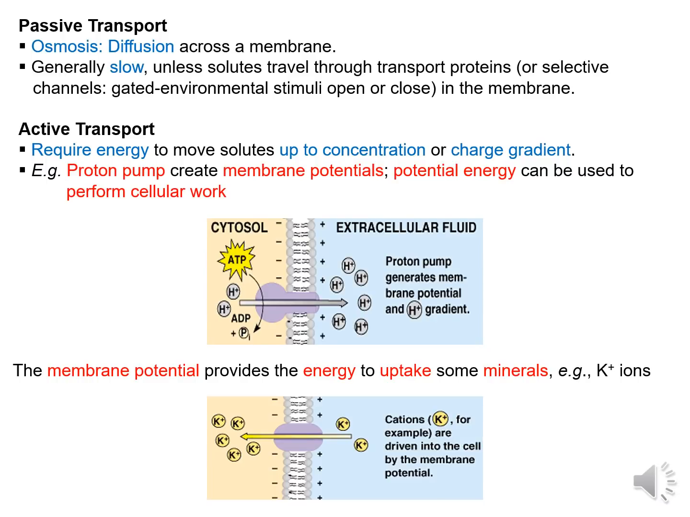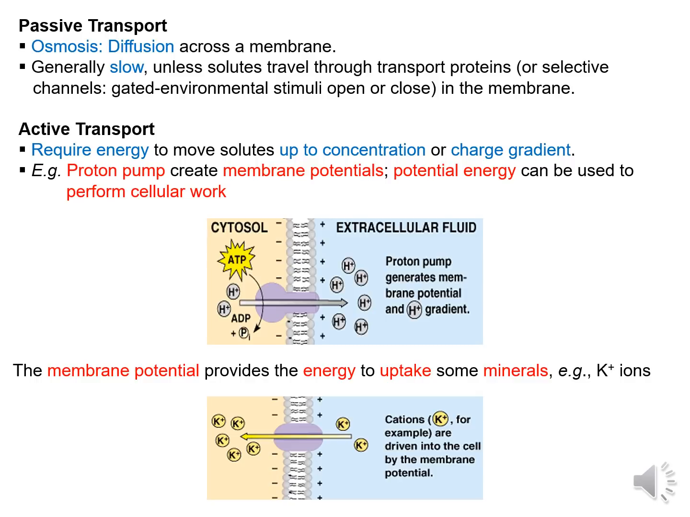When we talk about transportation, there are two types, which are passive transport and active transport. In passive transport, there is osmosis. Osmosis is a process of transporting through diffusion across a membrane. Generally, it is a slow movement unless solutes travel through a transport protein. As I mentioned before, the transport protein can be a channel, a pump, or a carrier to speed up the transportation of solutes through the membrane of the cell.